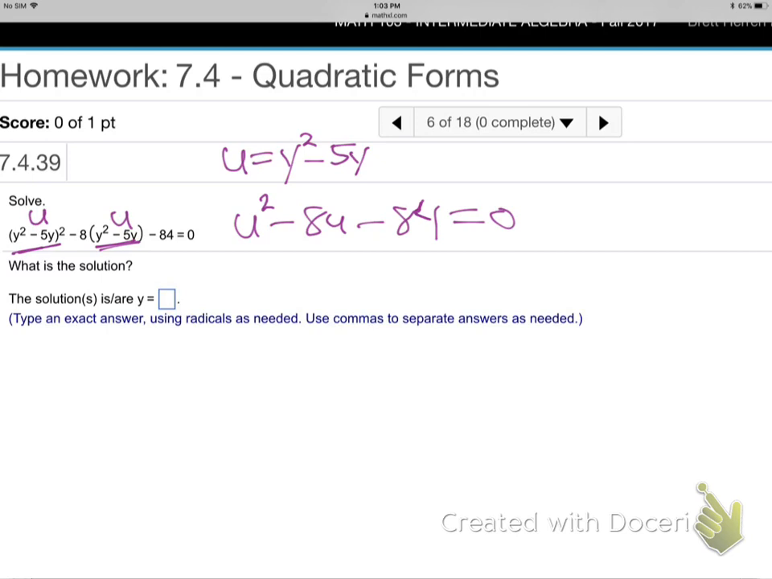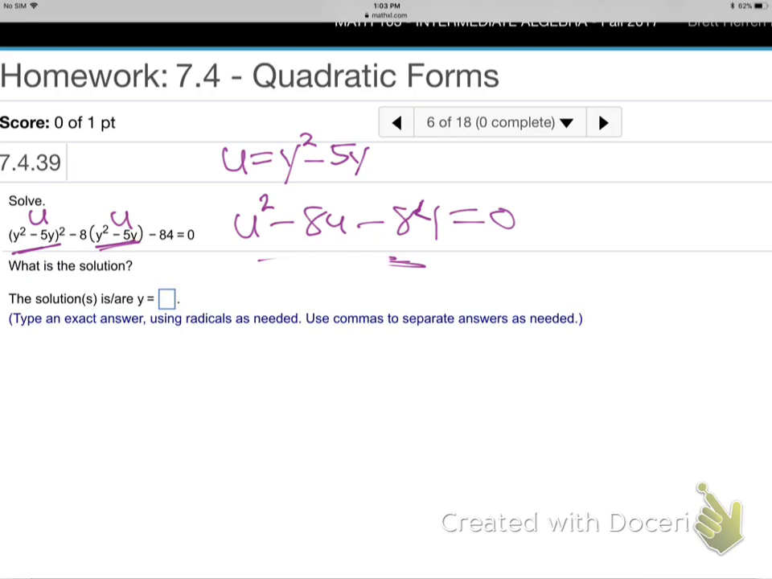So these are the kind where we change the letter. And you change it when you see that big repeated chunk, that y squared minus 5y, y squared minus 5y. You let that be u. Okay, and then you solve the problem for u, and when you're done with u, you go back to your original y. Okay, so what do I do with that now?